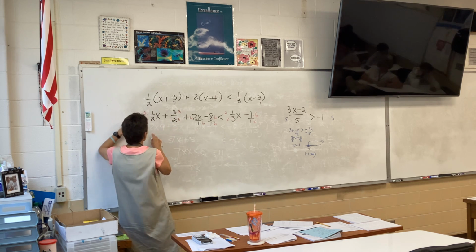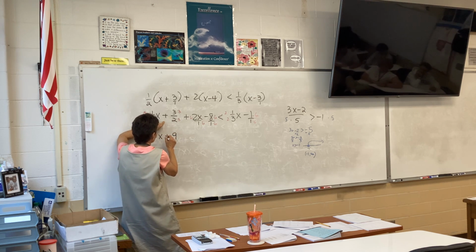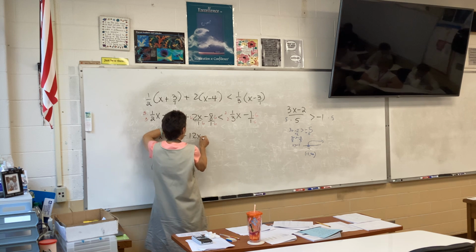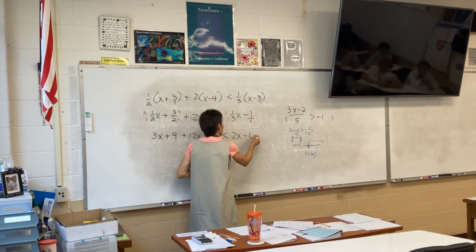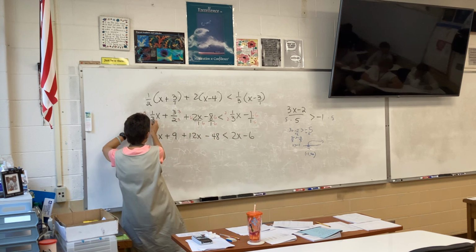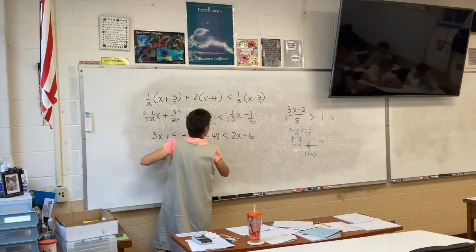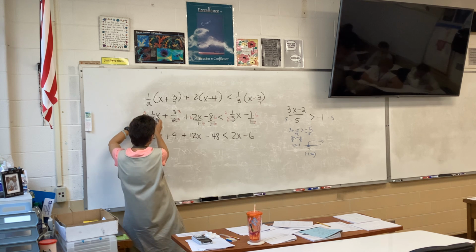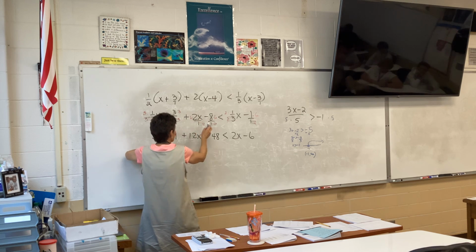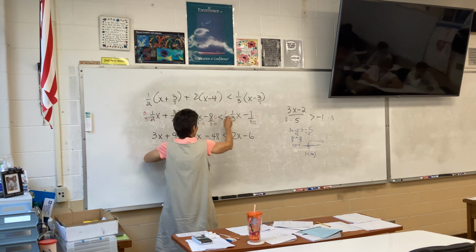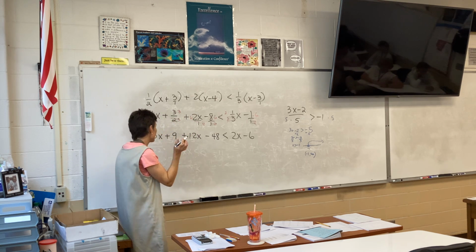Yes. Forget them. So now I have 3x plus 9 plus 12x minus 48 less than 2x minus 6. So again, I'm ignoring my denominators. They are no longer part of the problem. So all I have left, this is multiply, so that's 3x, 9, 12x, 48, 2x, and 6. And you can solve it now.